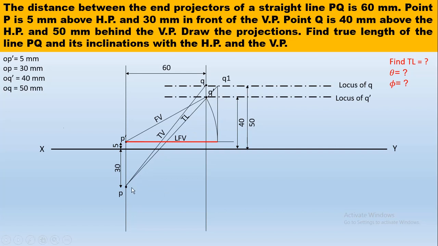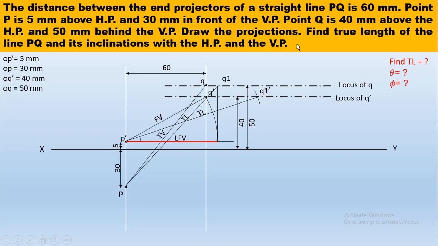So take PQ1 as a radius and P dash as a center and make an arc on locus of Q dash. This point is Q1 dash. So this is nothing but true length in front view.